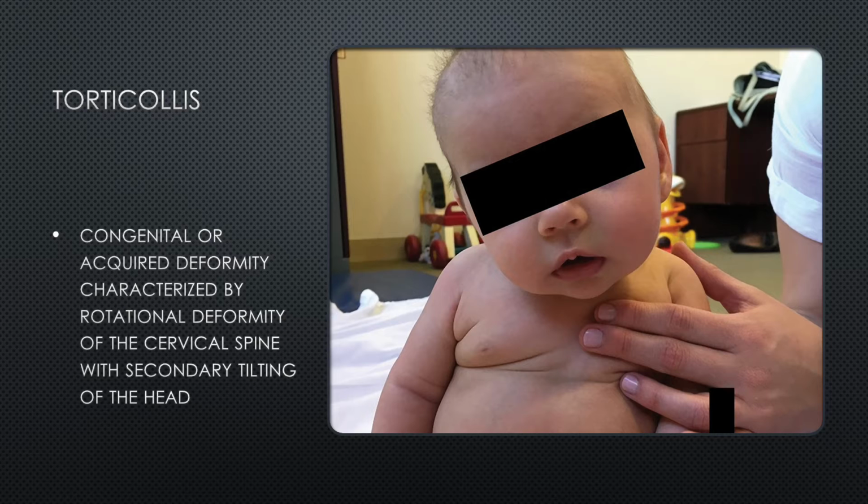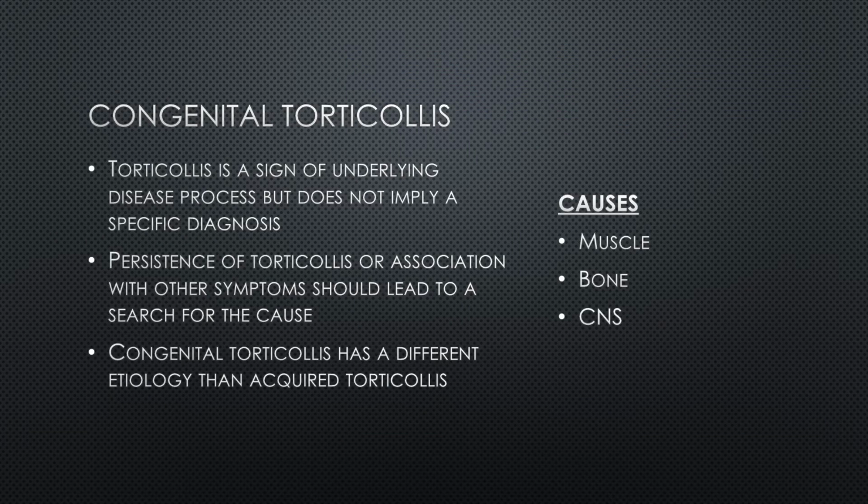So what is torticollis? It's a congenital or acquired deformity characterized by a rotational deformity of the cervical spine with secondary tilting of the head. So here's a good example of a kid with torticollis with the head tilted. And with congenital torticollis, this is a sign of underlying disease, but it's not specific. So there could be multiple causes.